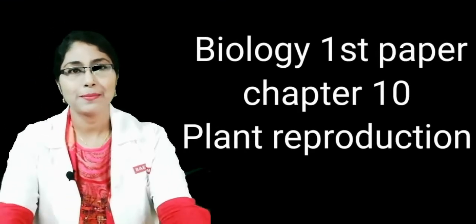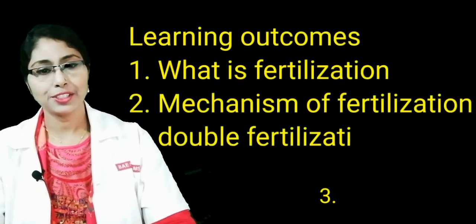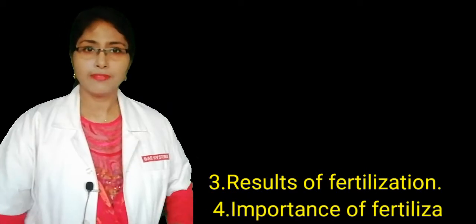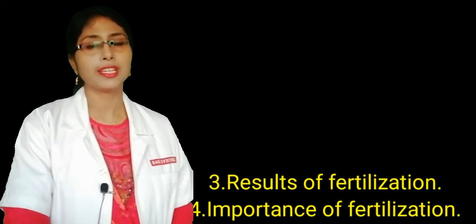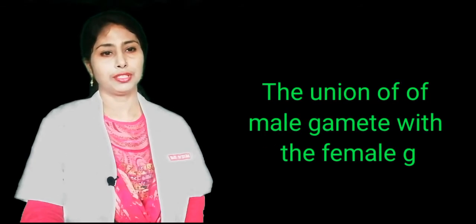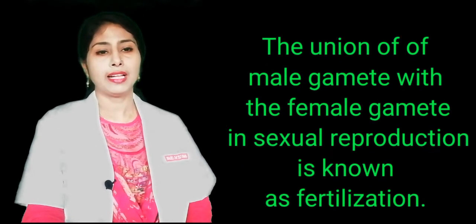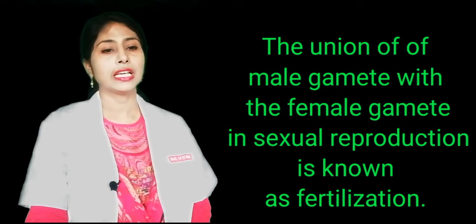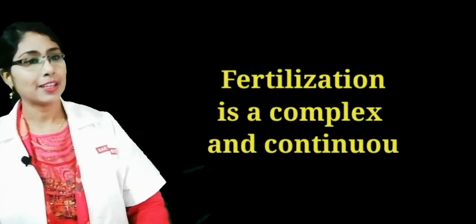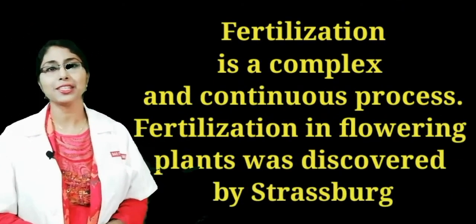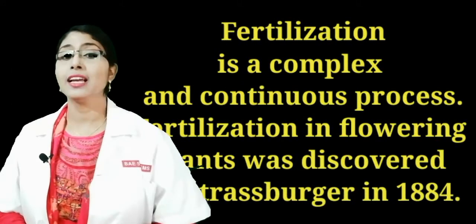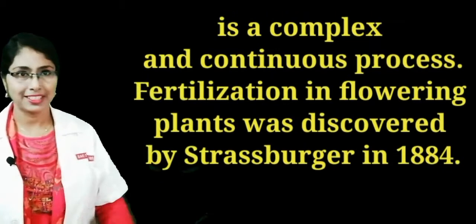From Biology First Paper, Chapter 10, Plant Reproduction, our today's topic is what is fertilization, mechanism of fertilization, double fertilization, results of fertilization, and importance of fertilization. Definition of fertilization: union of male gamete with the female gamete in sexual reproduction is known as fertilization. Fertilization is a complex and continuous process. Fertilization in flowering plants was discovered by Strasburger in 1884.